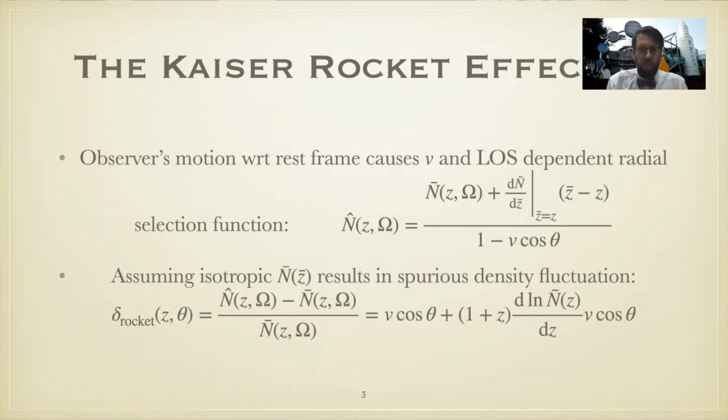For simplicity, I'm only showing you the expression for the full sky. We get some additional terms if the radial selection function is estimated from a patch of the sky that is not symmetric around the observer's motion. Transforming that into an over-density field, that is the density contrast of the observed n hat of z with respect to the true n bar of z, we can see that this leads to spurious density fluctuations that depend on the dipole velocity and the log derivative of n bar of z.